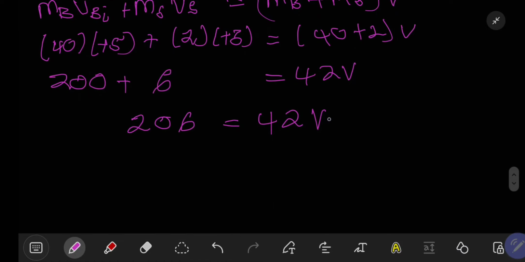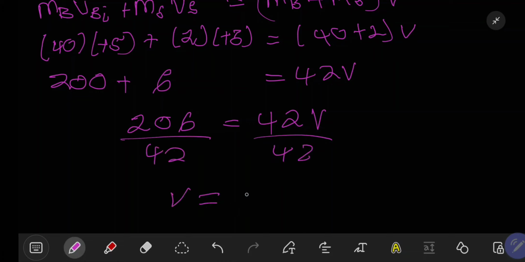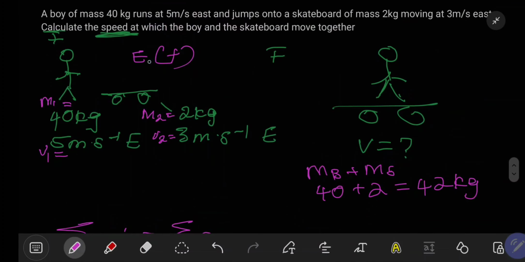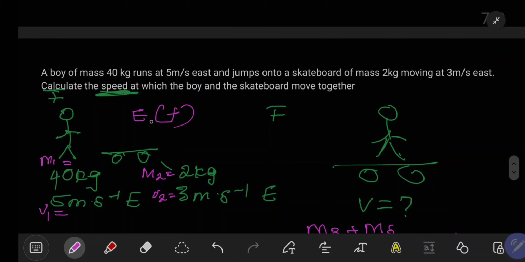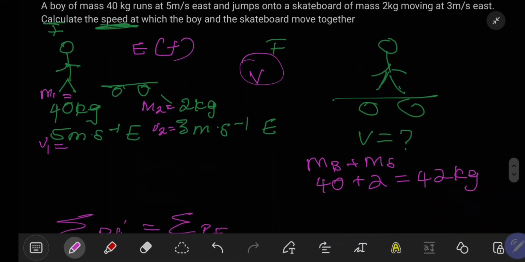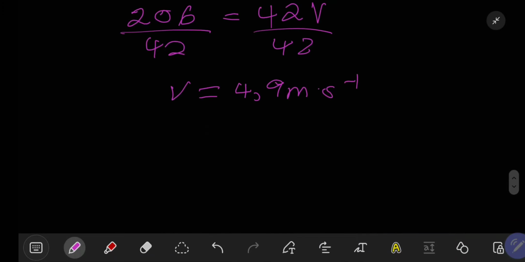And then we divide both sides by 42. Then our velocity now becomes 4.9 meters per second. So notice that we got a positive answer. Remember, positive was going in the eastern direction because they wanted the speed. And the speed, which is our velocity, we know that velocity is a vector quantity, so it needs direction. So this positive answer means that it's going in the eastern direction.